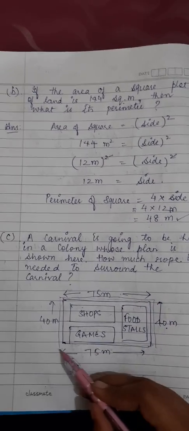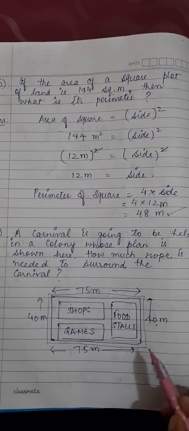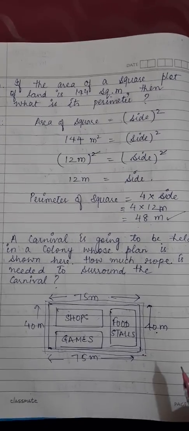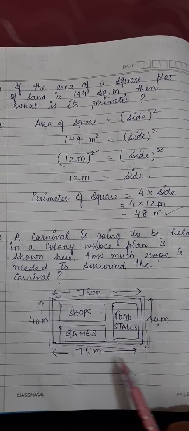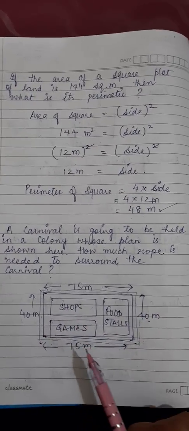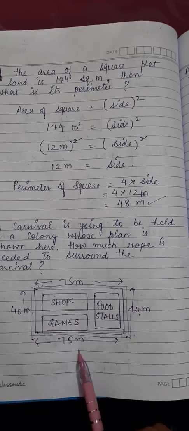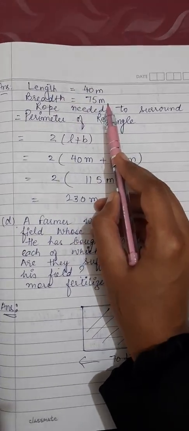Now you have to tell how much rope is required, and for this, if you have to find the length of the rope, that means you need to find the boundary. To find the boundary, you need to find the perimeter of the rectangle in which length and breadth are already given. So what is the answer? Length is given 40 meters, breadth is given 75 meters.